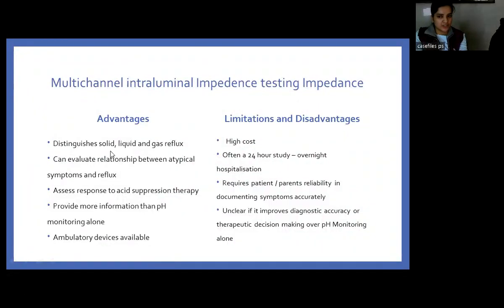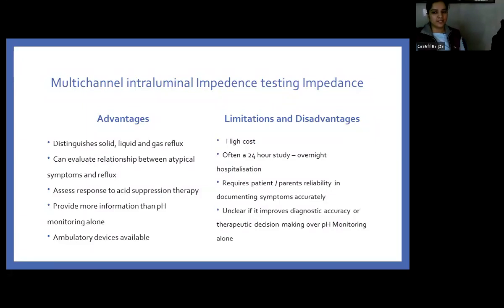An advantage of this multi-channel intraluminal impedance is that it can distinguish between solid, liquid, or gaseous reflux depending on the change in the impedance. It can evaluate the relationship between atypical symptoms and the reflux. It can also assess the response to acid suppression therapy. It provides more information than the pH monitoring alone, and some ambulatory devices are also available.